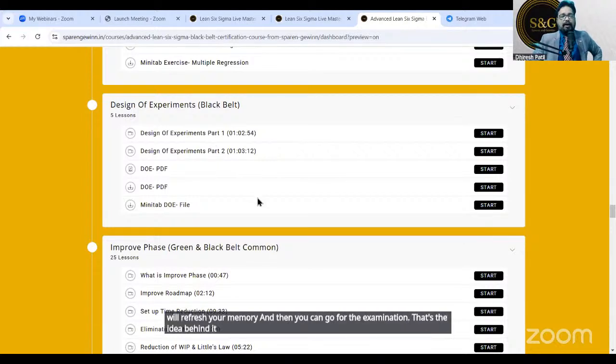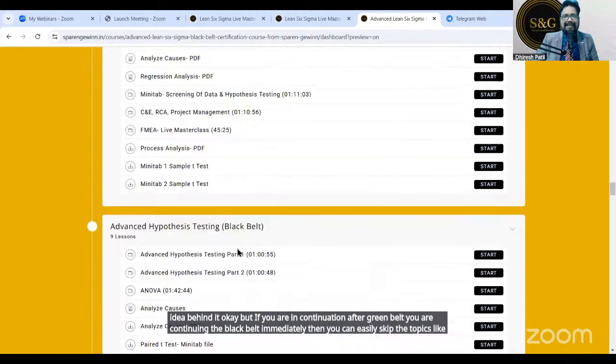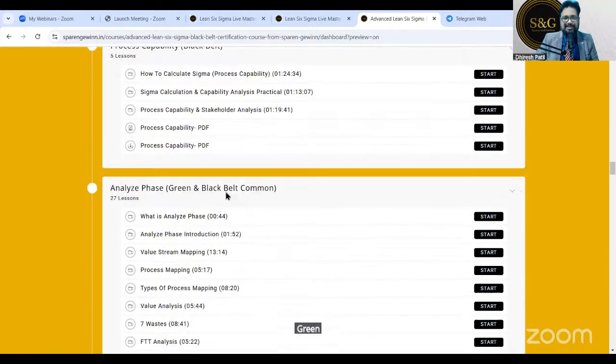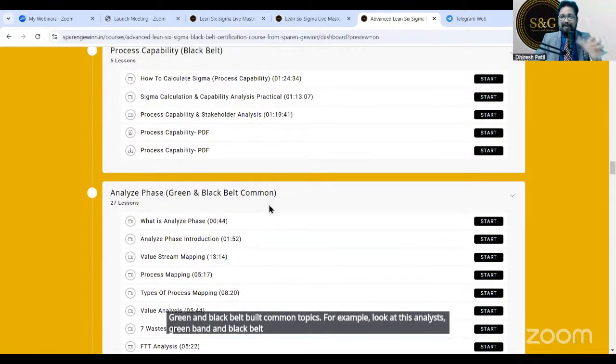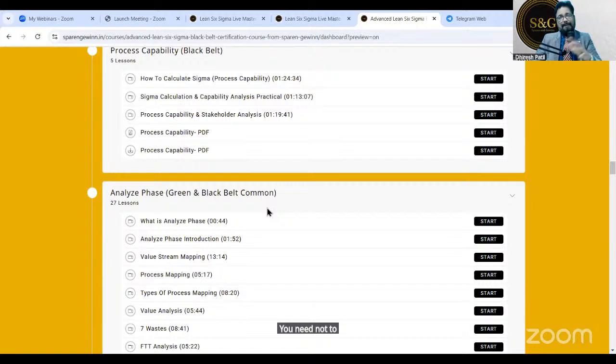But if you are in continuation after green belt, you are continuing the black belt immediately, then you can easily skip the topics like green and black belt common topics. Like, for example, look at this. Analyze phase, green belt and black belt common. These common topics like basic hypothesis, cause and effect, why analysis, they are common topics. You need not study them again in the black belt. You can easily skip them.